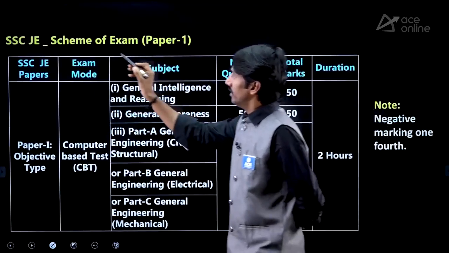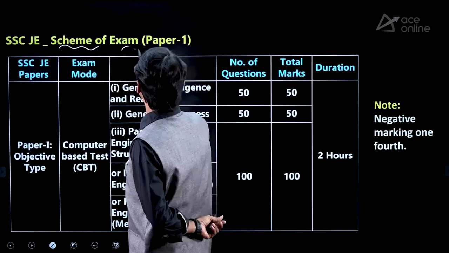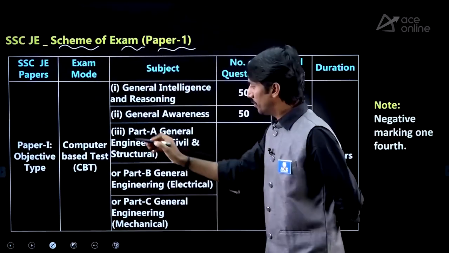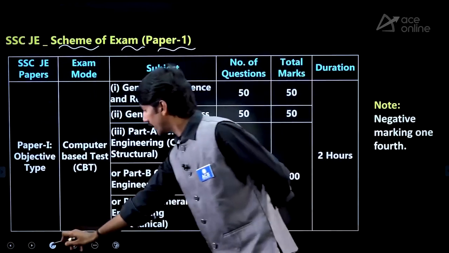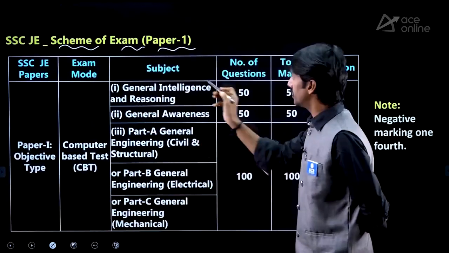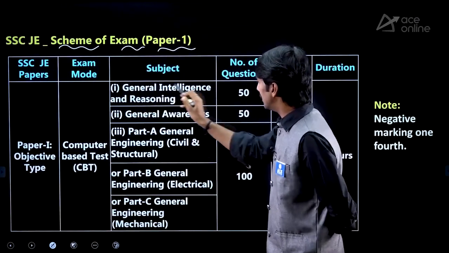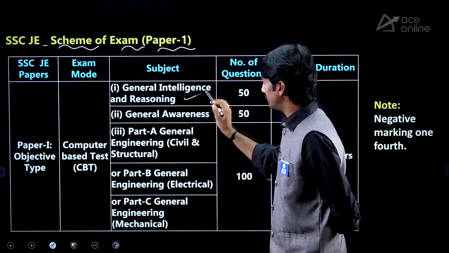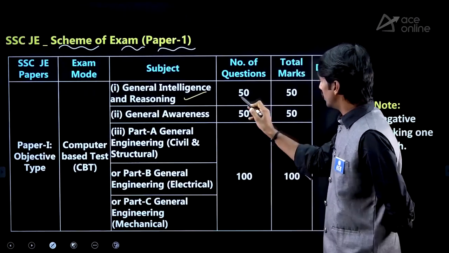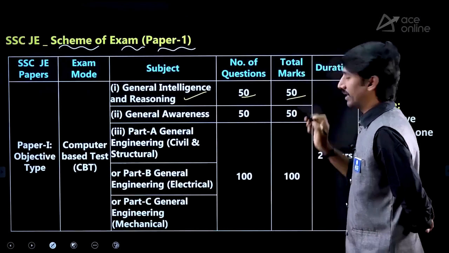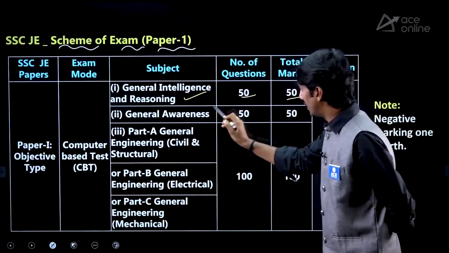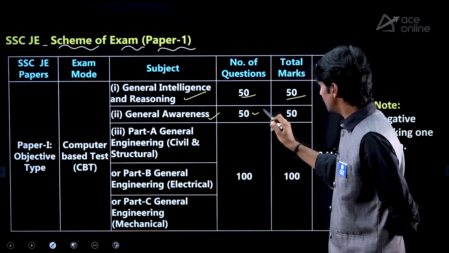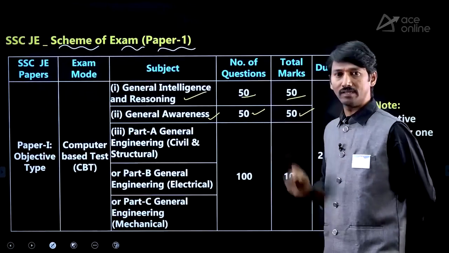Here, scheme of exam, paper 1. Paper 1 is of course a CBT, computer based test. In this we have different stages. First, the subject General Intelligence and Reasoning: 50 questions, 50 marks, so one question carries 1 mark. General Awareness: 50 questions, 50 marks, again 1 mark each.